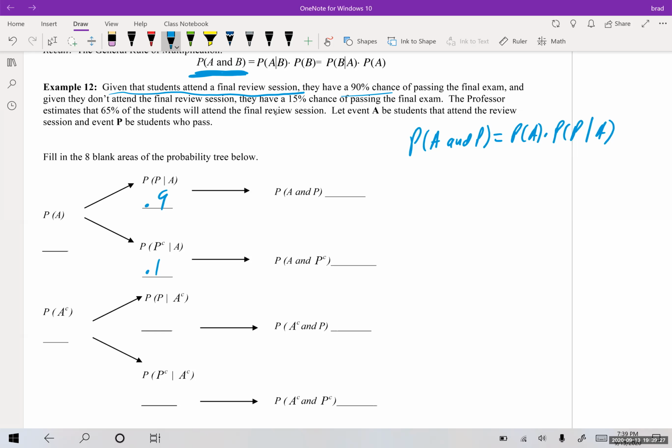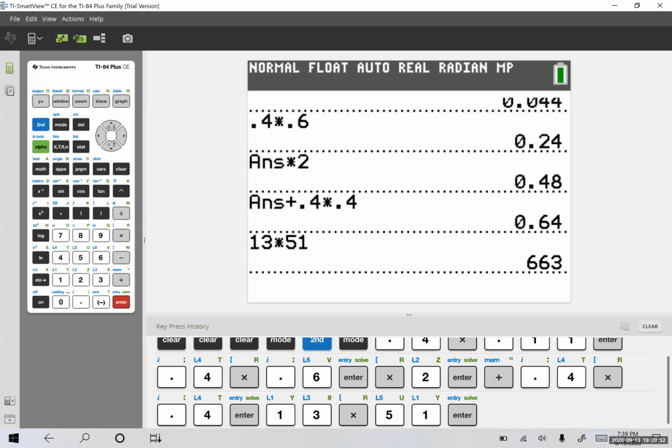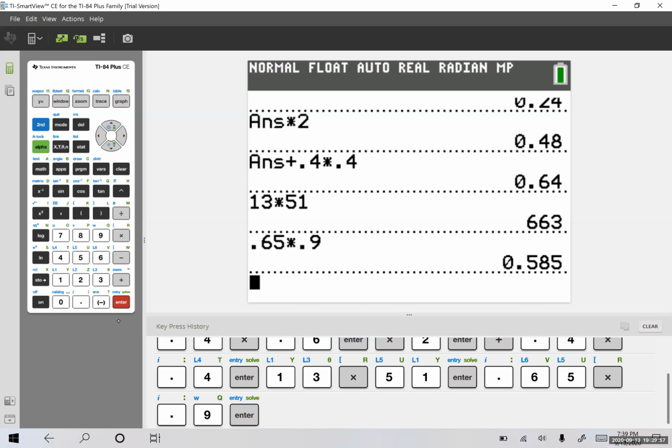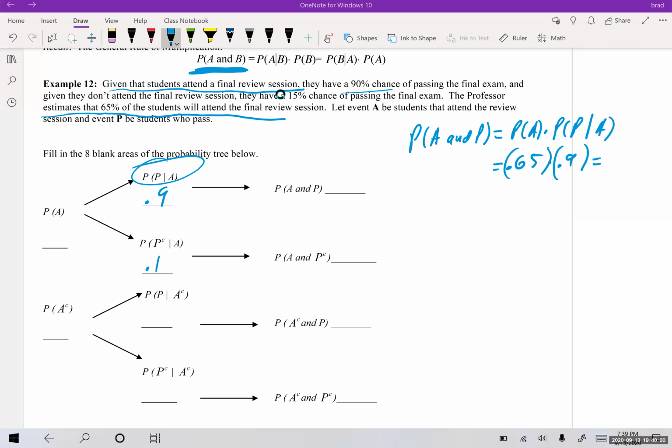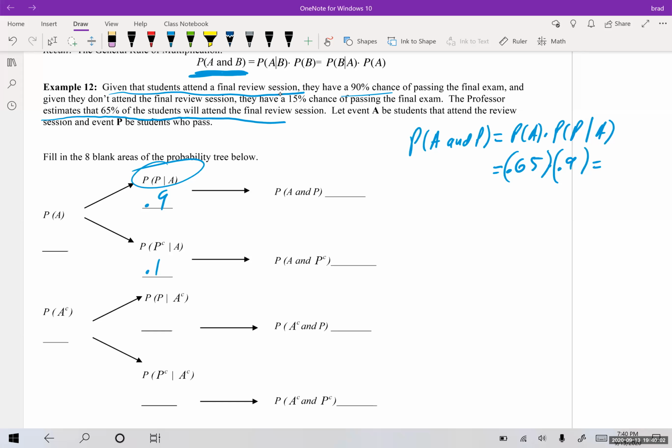So we know the probability of attending. The professor estimates that 65% of the students will attend, so that's going to be 0.65. Now, what's the probability of passing given that you already attended? Well, you have that right here, that's 0.9. So this will be 0.9, in parentheses, that looks better. So let's see what we get. I think it's like 0.585, but let's see. 0.65 times 0.9, 0.585, yep. So we know that one.